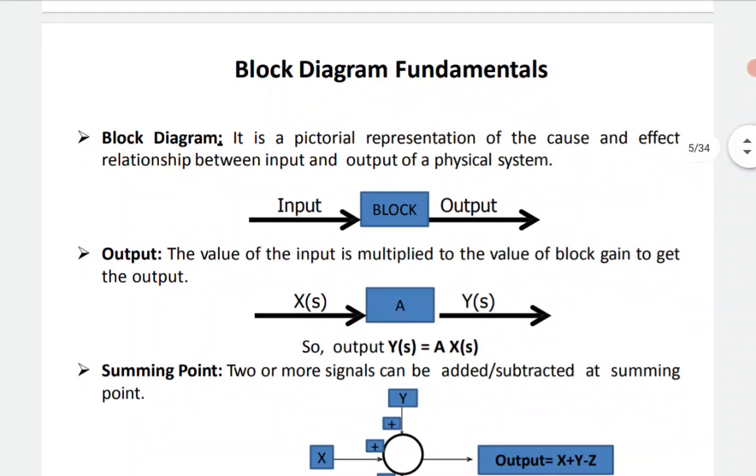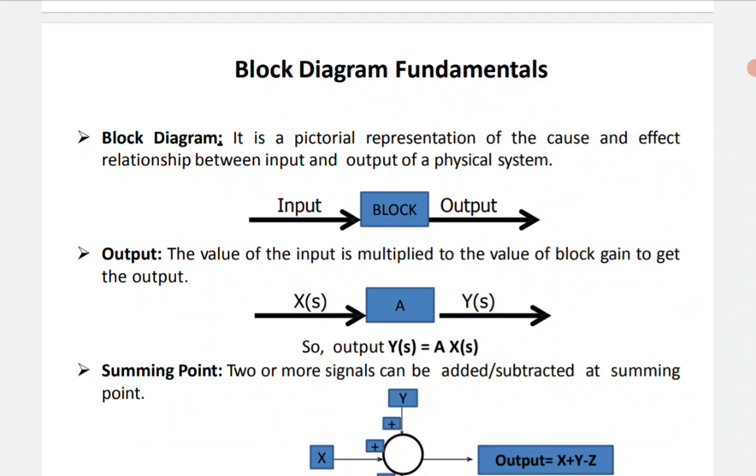Now see, these are the block diagram fundamentals. Before proceeding further, before solving the complicated problems regarding block diagrams, we should have sufficient knowledge about those fundamental things. What is a block diagram? It is a pictorial representation of the cause and effect relationship between input and output of a physical system.